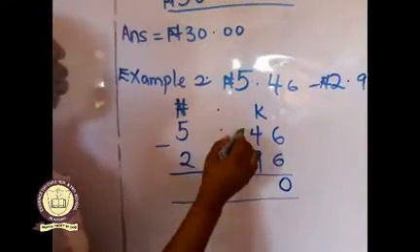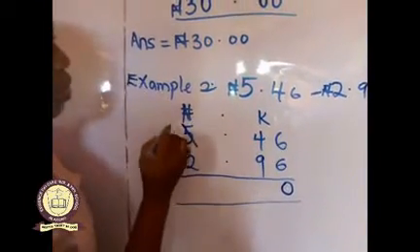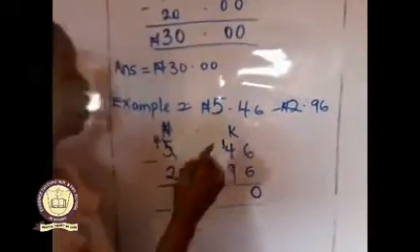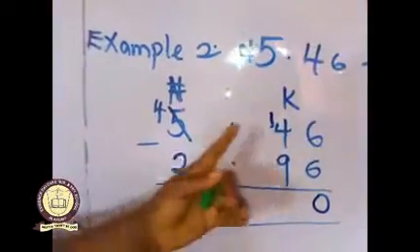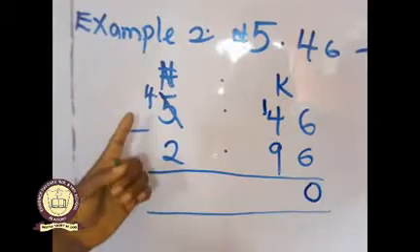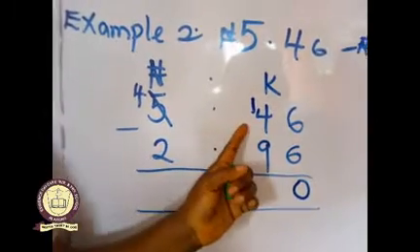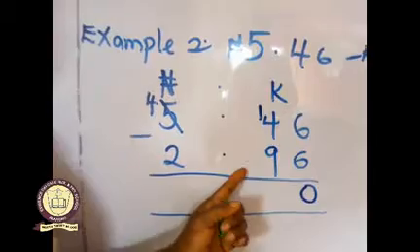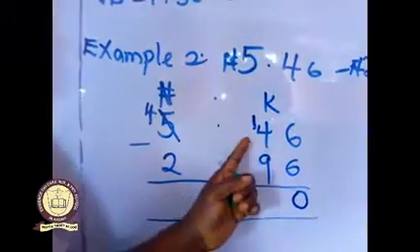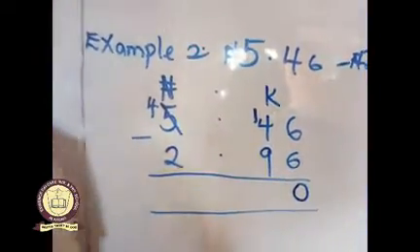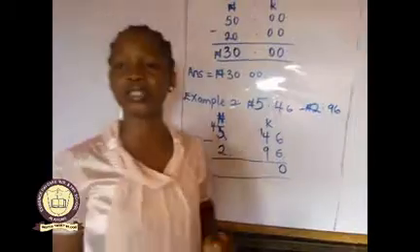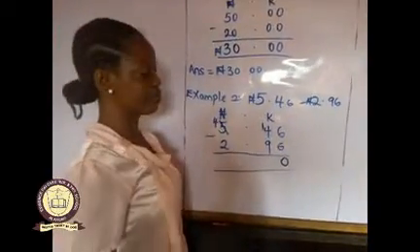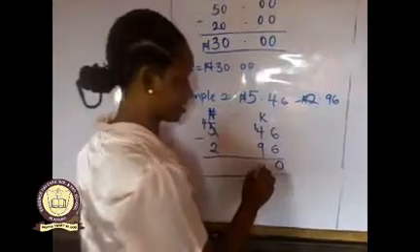So before you borrow one, you cross this one. This one will remain 4. And the one you borrow will be here. Don't forget that when you take away 1 from here, this one will reduce and the number will be 4. Now you have 14 here. We can now count our 14 and take away 9. What is your answer? Your answer is 6.